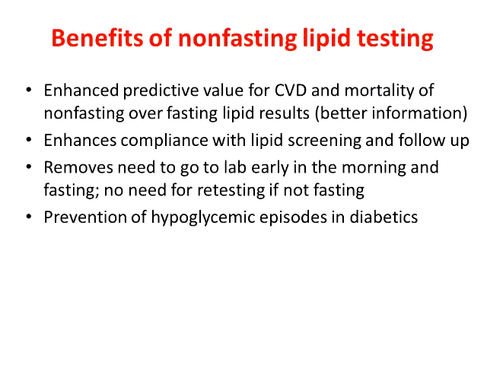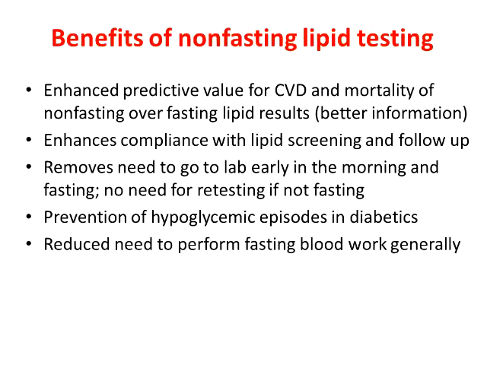It's also good for preventing hypoglycemic episodes in people with diabetes. And overall, it reduces the need to perform fasting blood work generally. Some diabetologists still like to have a fasting glucose, but you can diagnose diabetes just with hemoglobin A1C, which can be done on non-fasting blood, and you can follow up diabetes with hemoglobin A1C. Hemoglobin A1C is a 3-month measure of average blood sugar control, whereas a fasting glucose is just a single moment in time.